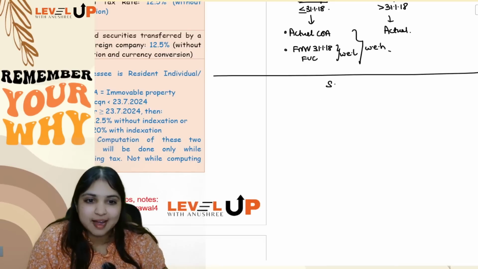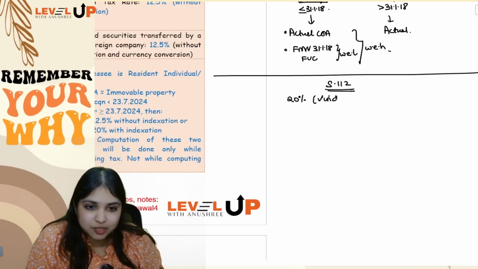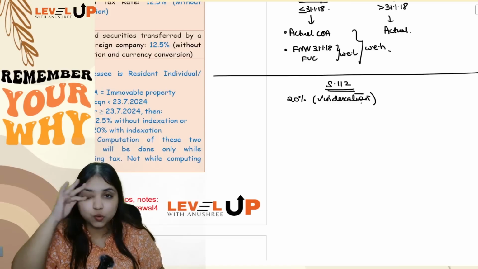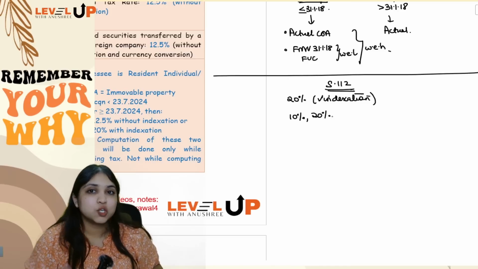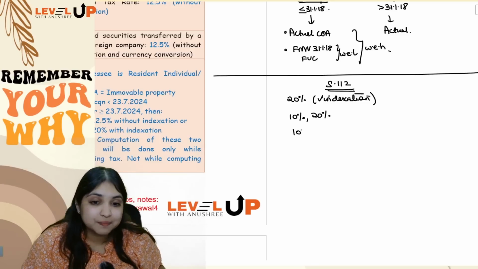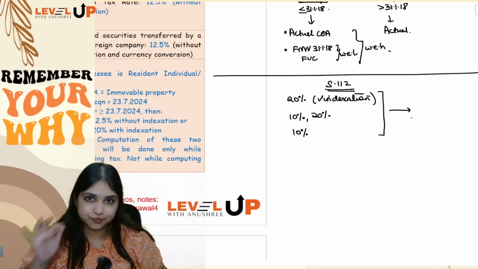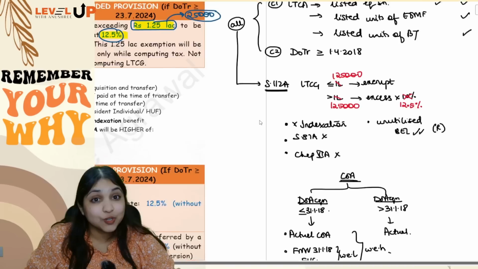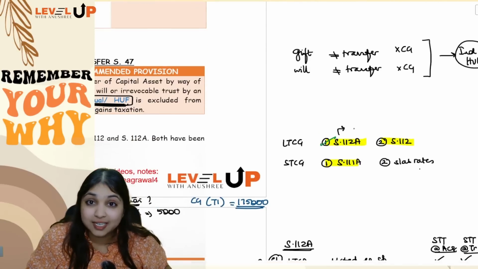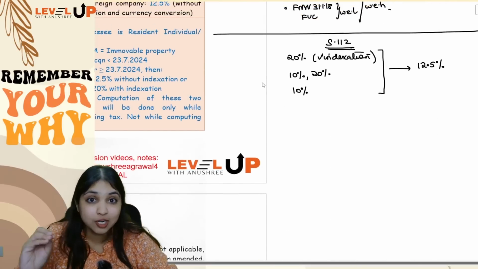What is your existing provision, guys, under 112? Your existing provision is general tax rate is 20% and you get indexation benefit also. And for listed securities and zero coupon bonds, you have two numbers, 10% without indexation, 20% with indexation. And for unlisted securities transferred by a non-resident, you have 10% taxation without indexation benefit and without currency conversion. Now all of this, if your date of transfer is on or after 23rd July 24, has been changed to 12.5%. So if you notice, 112A also, the rate has been increased from 10% to 12.5%. 112 also, the rate has become 12.5%. So no 10%, 20% and all, 12.5%.